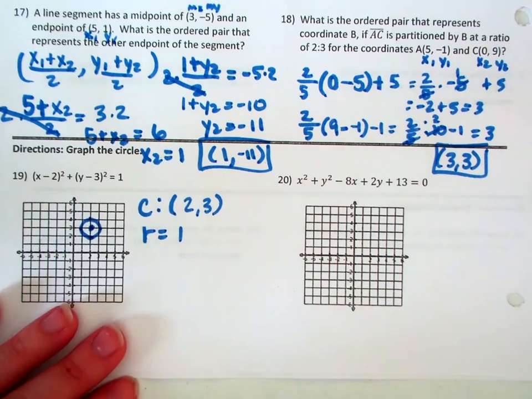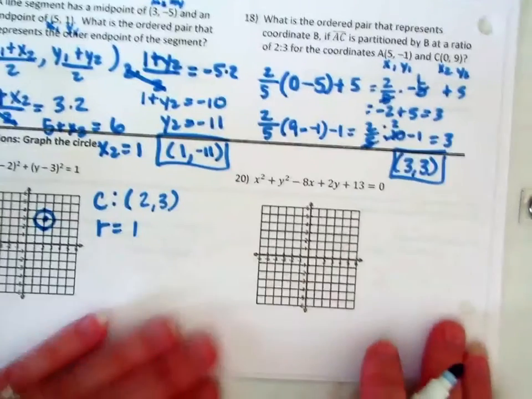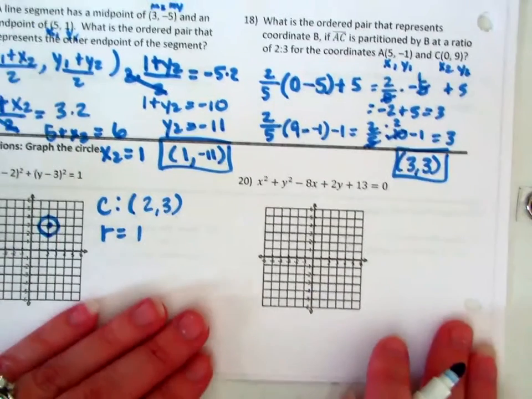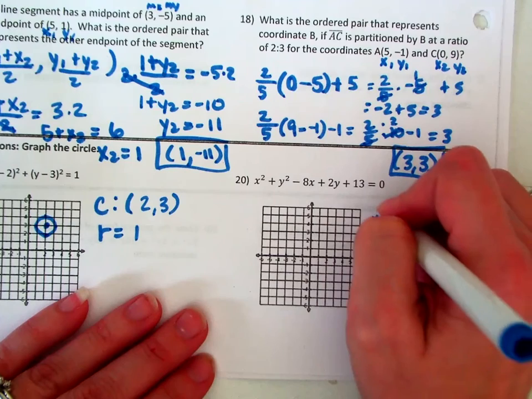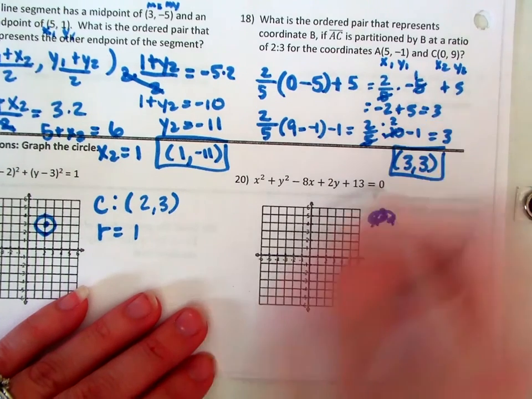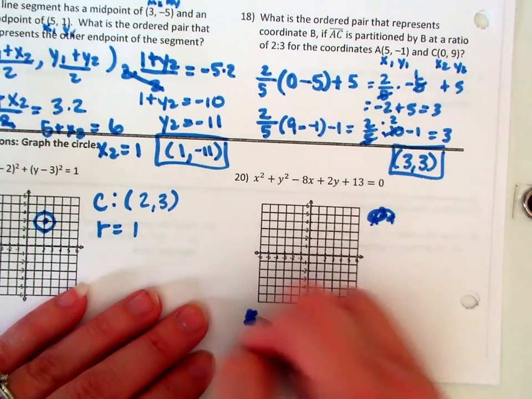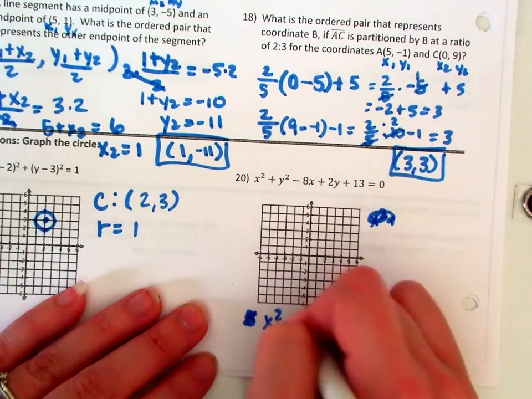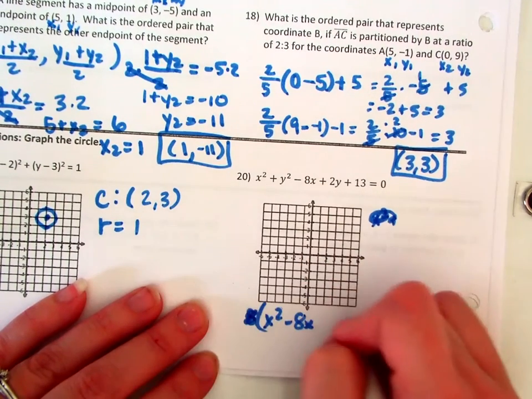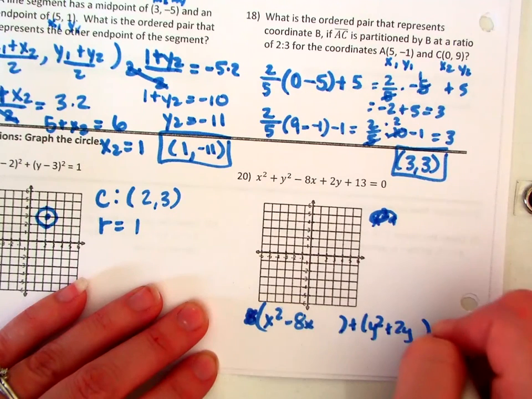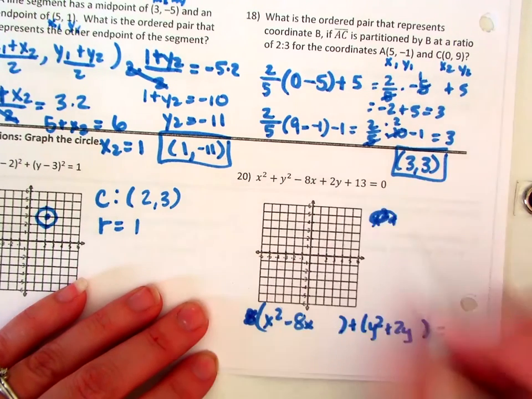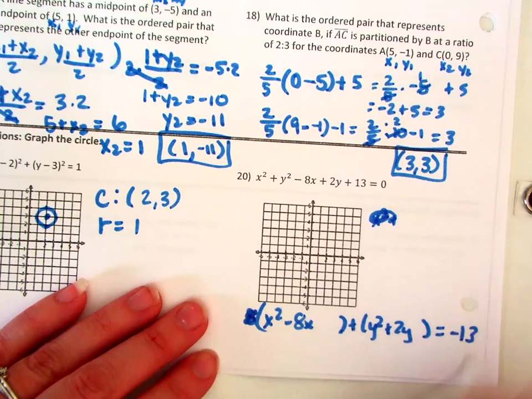And there it is. Now we do the same thing with number 20, except we've got to get it into that standard form first. So we're going to group the x's. We'll do it down here. x squared minus 8x with a little bit of space, plus y squared plus 2y with a little bit of space, equals, remember we want to subtract that 13 off, so minus 13 to get it over here.